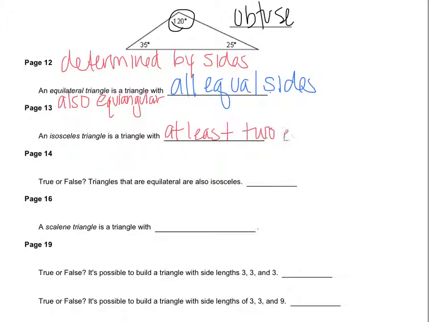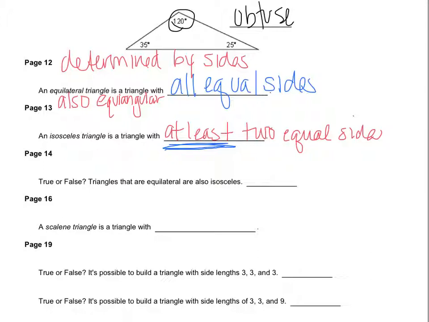two equal sides. Now, that phrase, at least, is really important because at least means the minimum amount is 2, but it can be more. So that means 2 sides could be equal, 3 sides, 4 sides, 5 sides, 6 sides, 7 sides. As long as 2 of them are equal, it's considered an isosceles triangle.